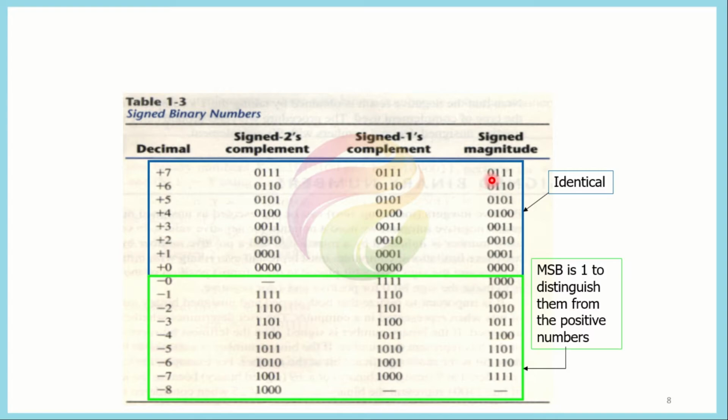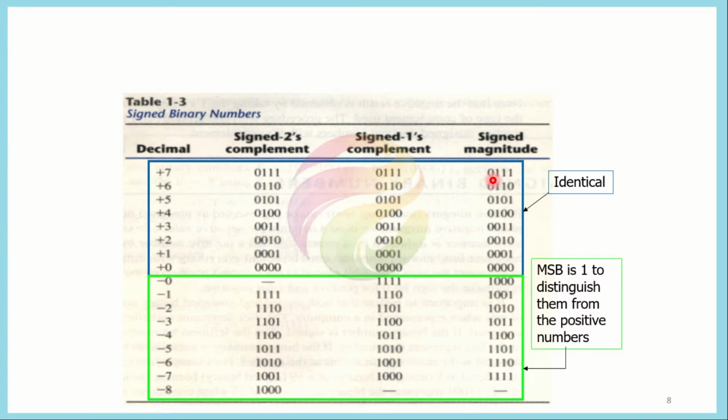For the MSB part, we reserve a bit, and this bit represents the sign of the number. If this bit value is 0, it represents a positive number. If this bit value is 1, it represents a negative number. The remaining 3 bits represent the magnitude.